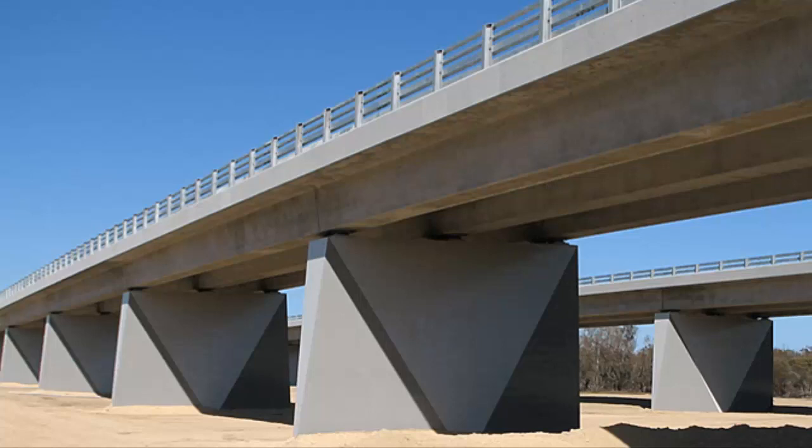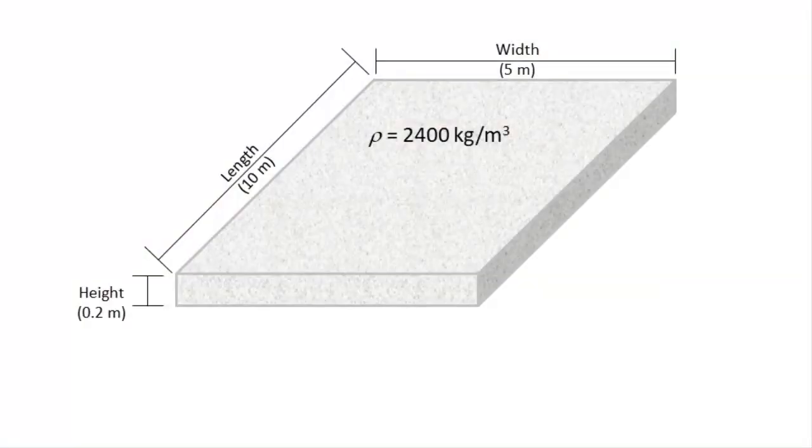If there are many support structures or the load is not symmetrical, then the load distribution varies. It's important to know how the load is distributed and what load is borne by what support. Let's consider this large concrete slab that is 10 meters long, 5 meters wide, and 0.2 meters thick. The density of the concrete is 2,400 kilograms per meter cubed.